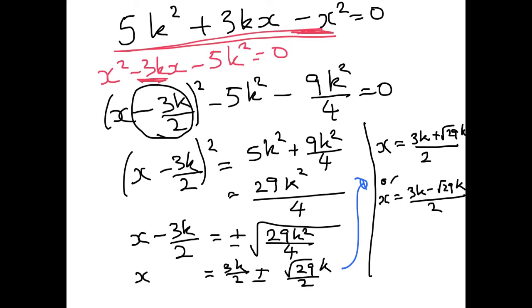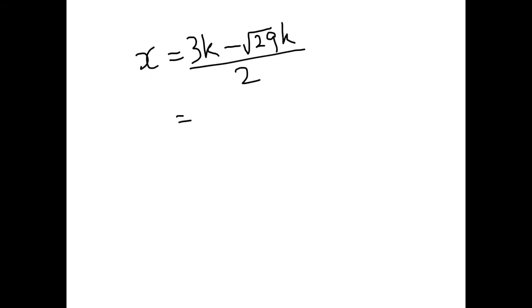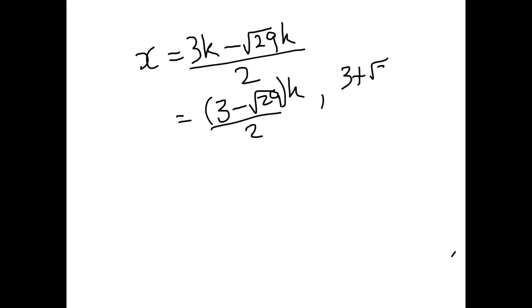But there's a slightly nicer way that I can write that, so I'm going to take an extra slide to do that now. So we've got x is equal to 3k minus root 29k on 2. We're going to simplify that by taking out the k. Okay, so 3 minus root 29 k on 2, or 3 plus root 29 k on 2.